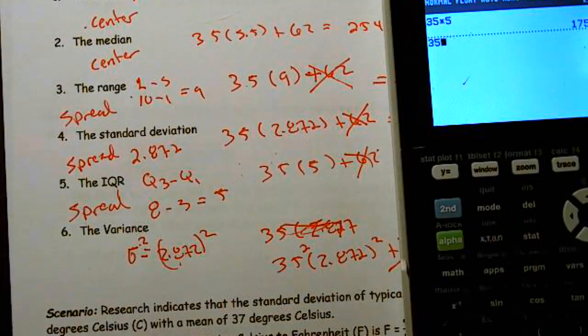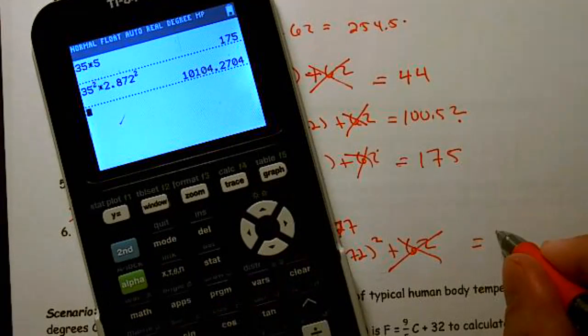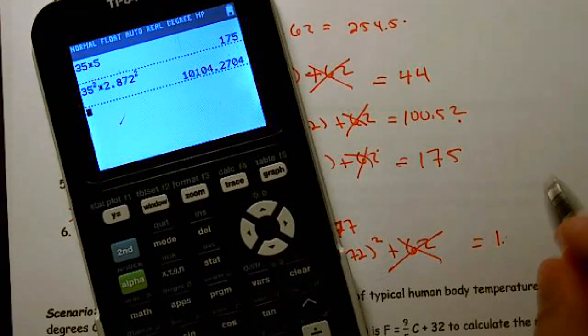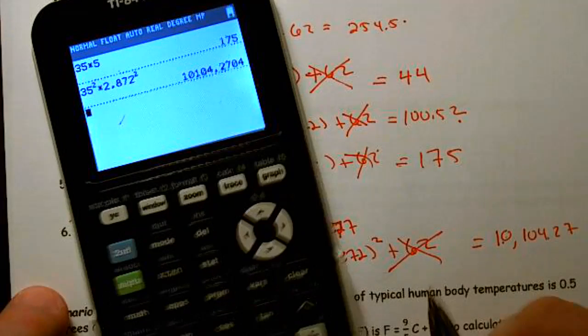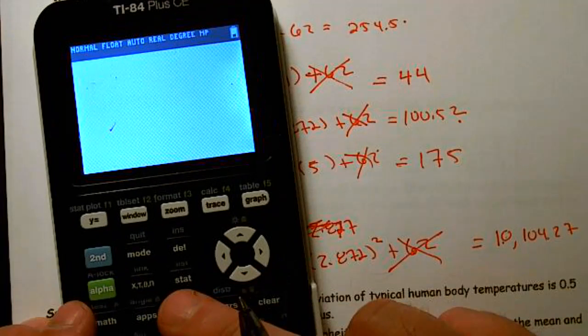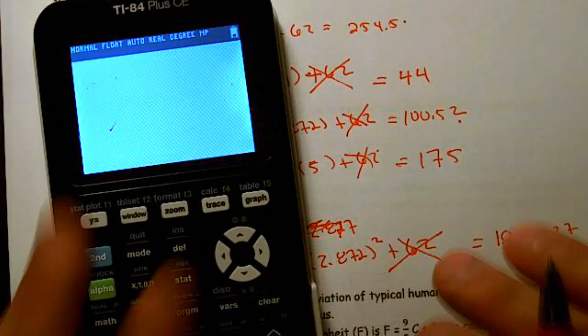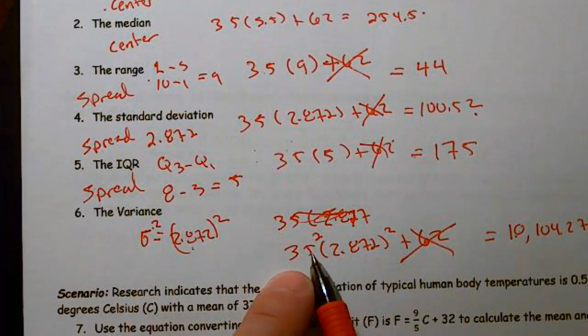So 35 squared times 2.872 squared. And we end up with a very large variance of 10,104.27. Now, real quickly, we can actually check some of this out. No, we'll call that good. Please memorize your rules this way. Know that if it's variance, you need to square the constant.